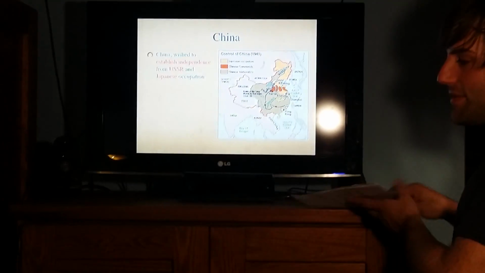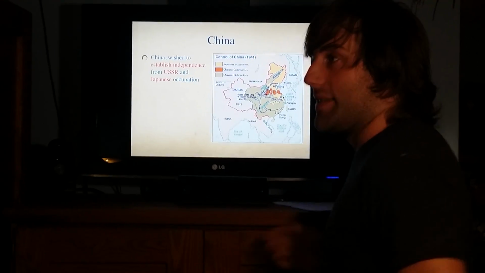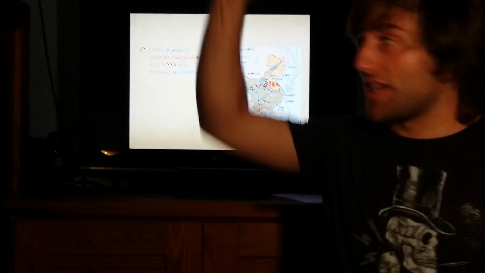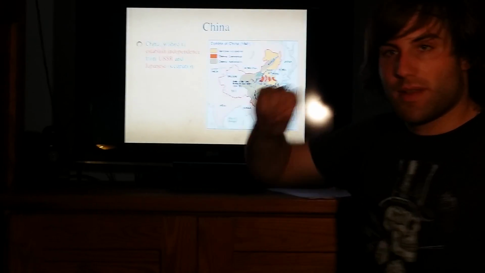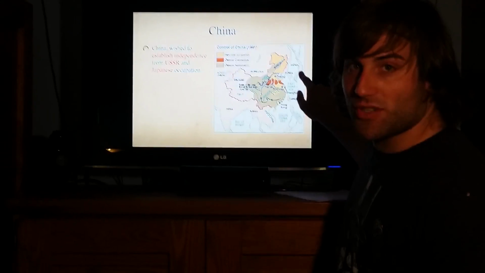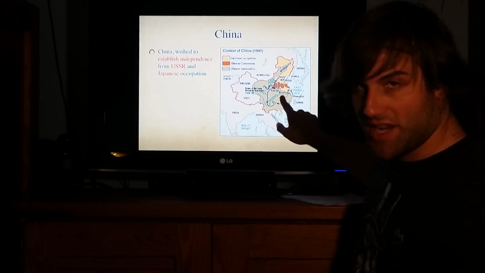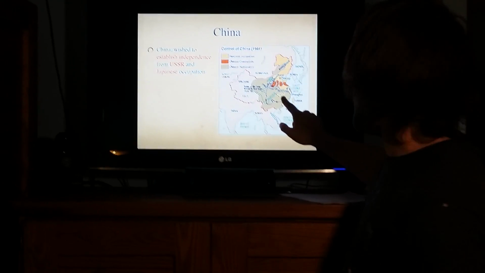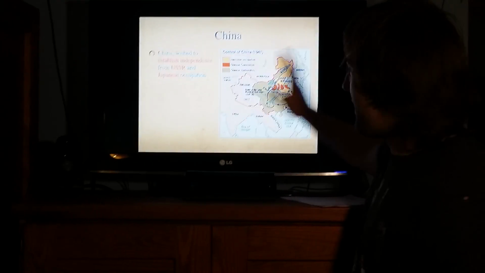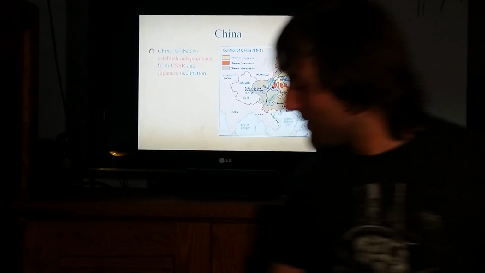Now, China wanted to establish their independence, or making decisions for themselves, from Japan, which was one of the bad guys right here, just like Germany was. Now, Japan was all up in here in China at the time. China wanted to get them out so that they could have independence and make decisions for themselves.